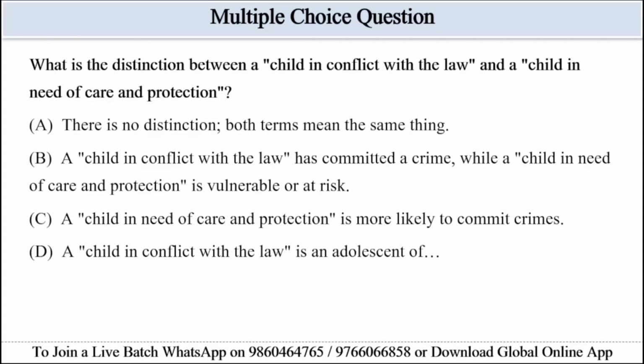In case of option D, a child in conflict with the law is an adolescent of. This statement is incomplete and even if interpreted, the passage focuses on the fact of having committed an offense, not merely age or adolescence. So this does not match the definition. Option B, a child in conflict with the law has committed a crime while a child in need of care and protection is vulnerable or at risk. This restates the exact distinction given in the passage, offense committing versus vulnerable, at risk and needing care.